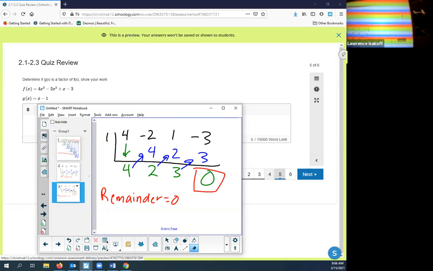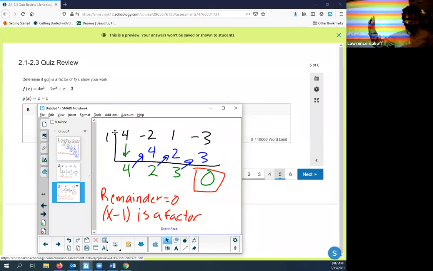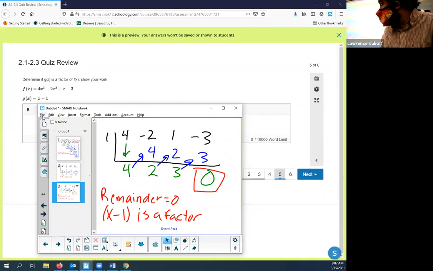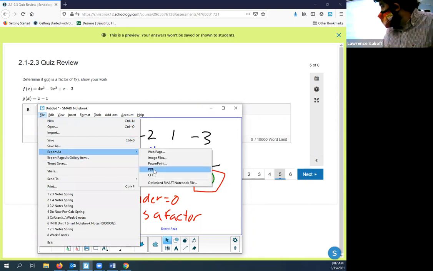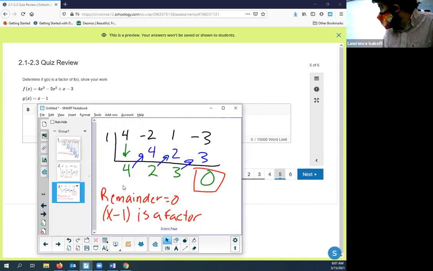Actually, I'm not going to even use the word "it's there." I'm going to say explicitly x minus 1 is a factor. Technically, you could have just said that it is a factor, but I just want to explicitly tell you that x minus 1, what we divided by, was the factor. So let me export that.